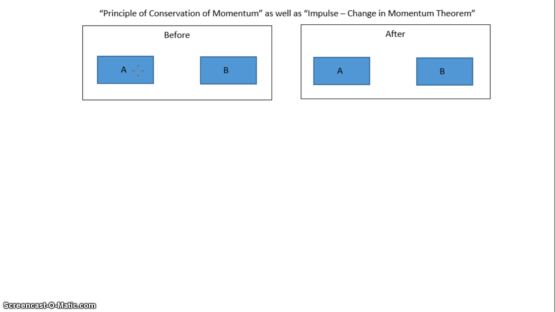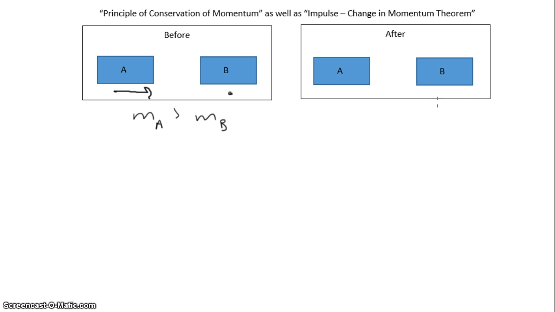First of all, it's pretty common for us to start off with a before and after picture. So before, I have object A traveling this way, and object B, let's say it's at rest. Let's also say mass A is larger than mass B. What do you think the after picture is going to look like? Which way does B go? Which way would A go?